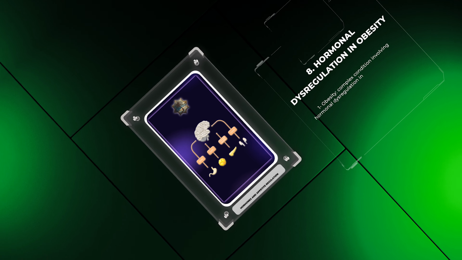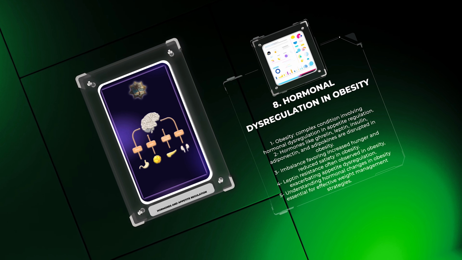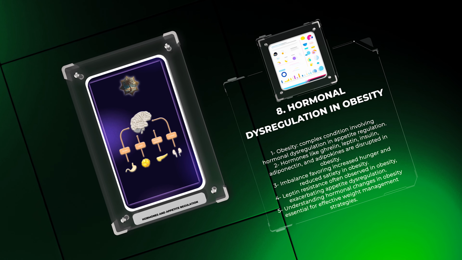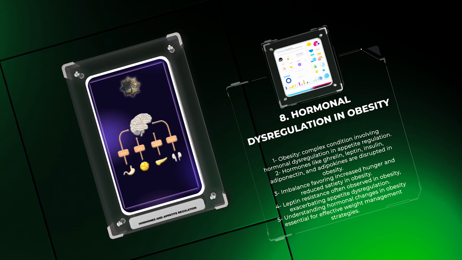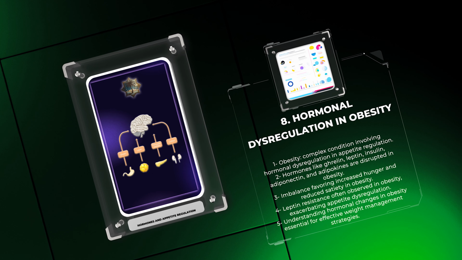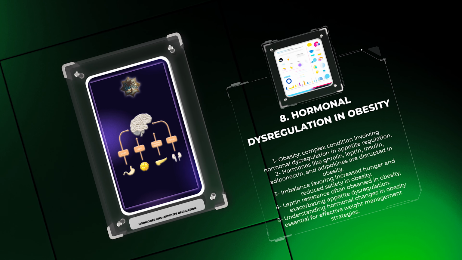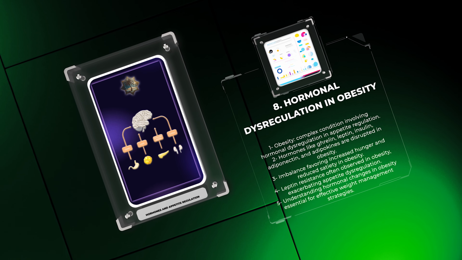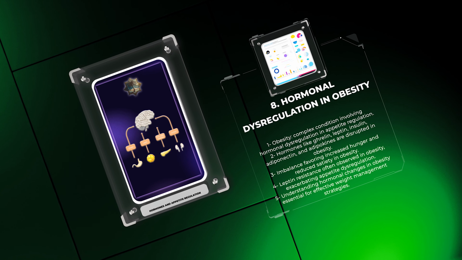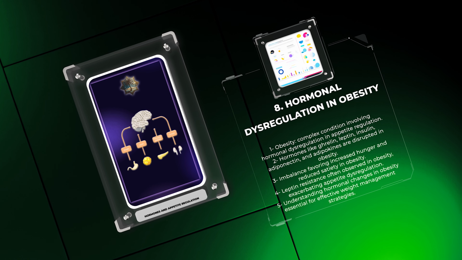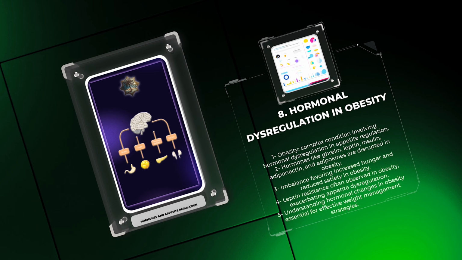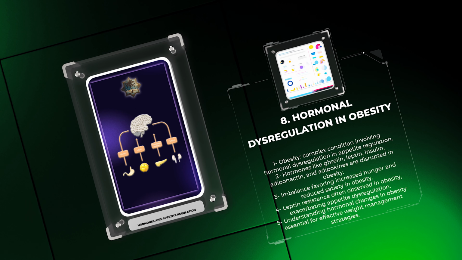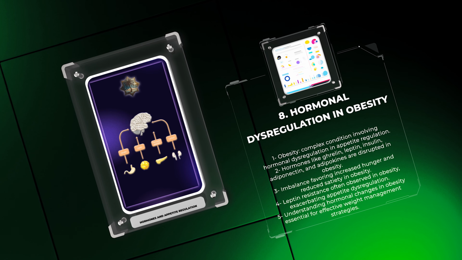Now, let's delve into hormonal dysregulation in obesity, a complex condition characterized by excessive body fat accumulation. Obesity involves the disruption of various hormones involved in appetite regulation, such as ghrelin, leptin, insulin, adiponectin, and adipocons. In obesity, there is often an imbalance favoring increased hunger and reduced satiety, leading to overeating and weight gain. Additionally, leptin resistance is commonly observed in obesity, exacerbating appetite dysregulation. Understanding the hormonal changes occurring in obesity is crucial for developing effective strategies for weight management.